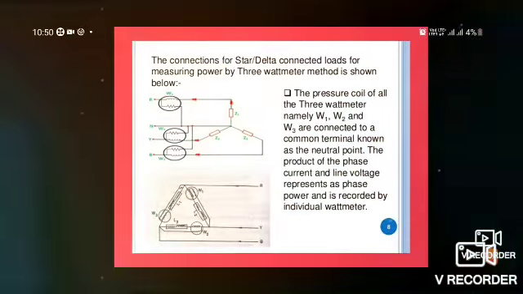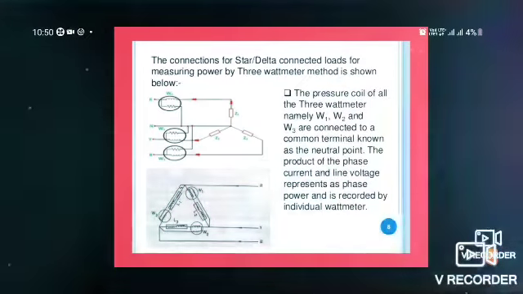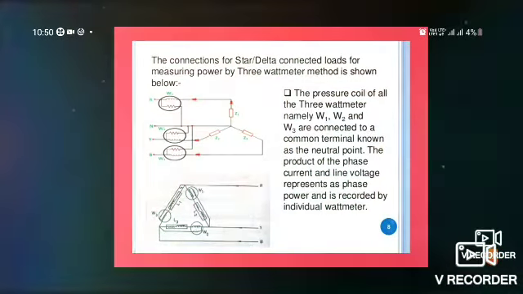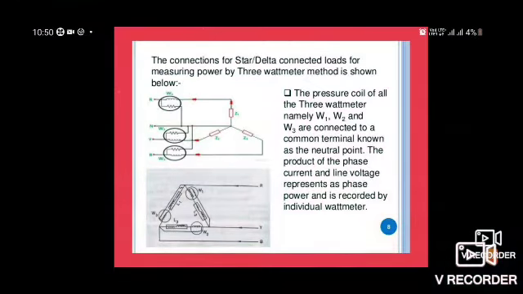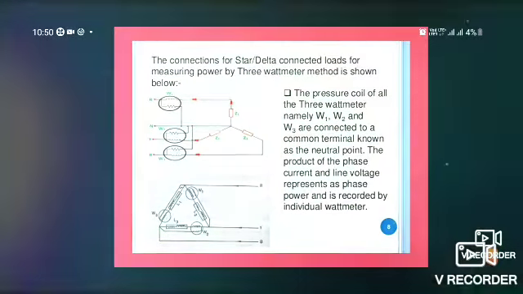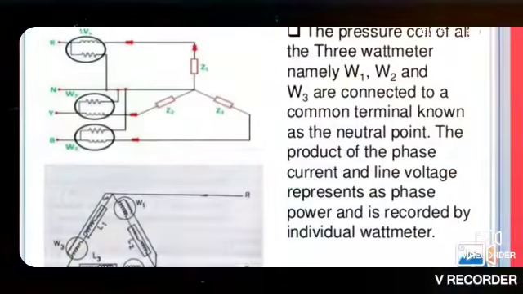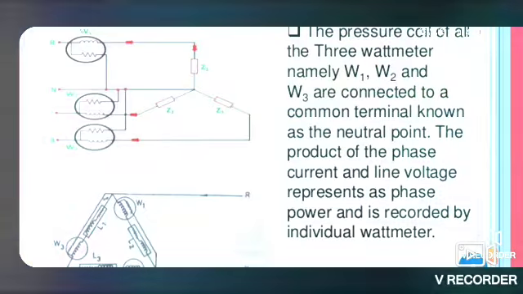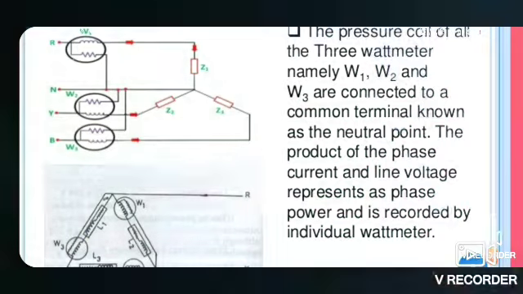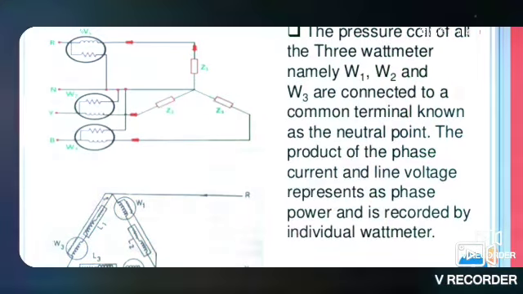The connection diagram shows the 3-phase power by 3 wattmeter method. The connection for star and delta connected loads for measuring power by the 3 wattmeter method is shown below. First one is the star connected system, second one is the delta connected system. W1, W2, W3 are the 3 wattmeters. There are 2 coils in the wattmeter. One is the pressure coil, another one is the current coil.